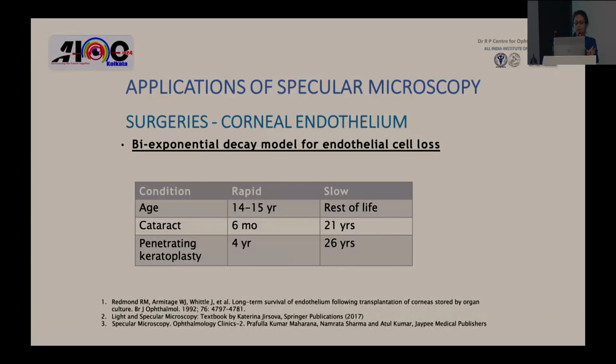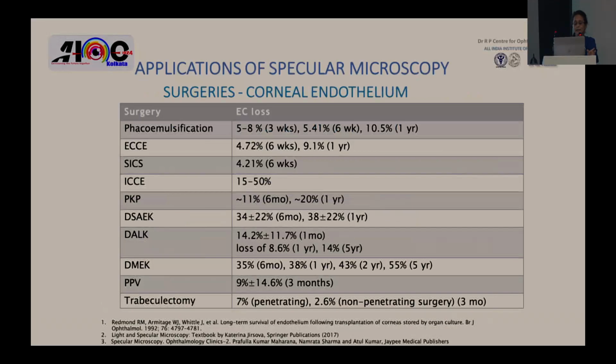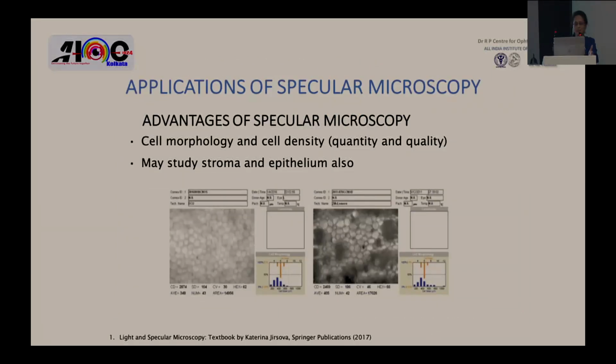The same occurs following several other procedures. So this is in a nutshell, and this is a common viva question: what is the amount of endothelial cell loss which you have because of the various procedures? Following phaco it is about 5 to 8%. ECCE is about 4.5% or a little more than that. ICCE used to give us close to a 50% drop if it's a badly done surgery. Similarly for PKP, DSEK, DALK, DMEK, and even following posterior vitrectomies (PPVs) and trabeculectomy. So the range varies, and this is not a hard and fast rule. These are what has been documented by large multicentric studies.